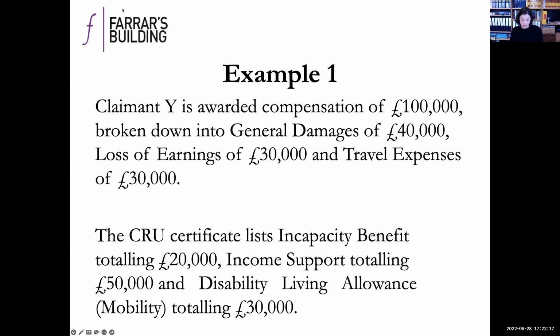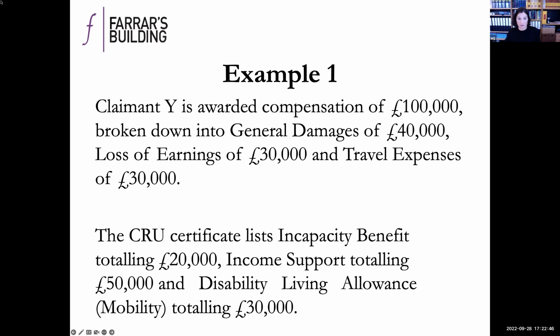So the first example is a claimant who gets £100,000 in compensation. That's broken down as on screen. So you've got 40,000 general damages, 30,000 loss of earnings, and 30,000 travel expenses. You have a CRU certificate with incapacity benefit of 20,000, income support of 50, and DLA mobility component of 30.